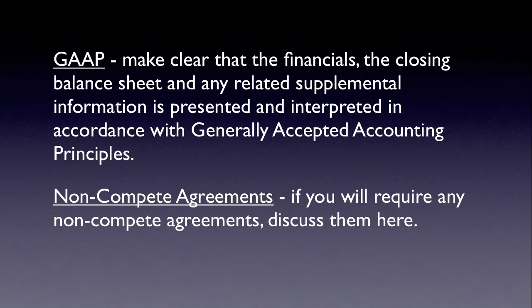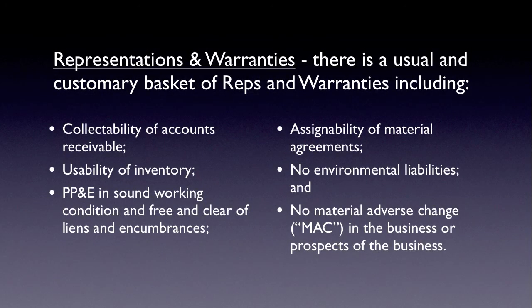If you're going to have any non-compete agreements, you'll want to put them in this section here under non-compete agreements. Reps and warranties. There's a usual and customary basket for reps and warranties, and that includes collectability of accounts receivable, usability of inventory, that the PP&E is in sound and working condition and that it is free and clear of any liens and encumbrances, that there's an assignability of material agreements, no environmental liabilities, and that there's no material adverse change, or MAC, in the business or prospects of the business.